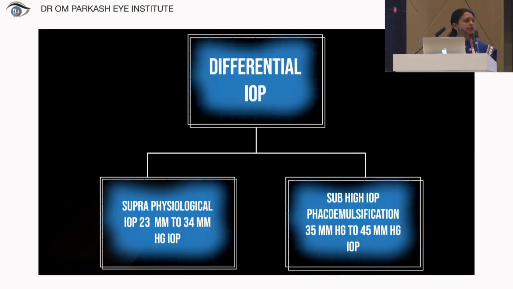Also, we are going to use the technique of differential IOP. In differential IOP, we are going to use different IOP settings, that is a physiological intraocular pressure between 18 to 22 millimeters of mercury, supraphysiological IOP between 23 to 34 millimeters of mercury, and the sub-high IOP between 35 to 45 millimeters of mercury. Here we can see how by adjusting the IOP, we can adjust the safety profile in the presence of alarm bell situations.